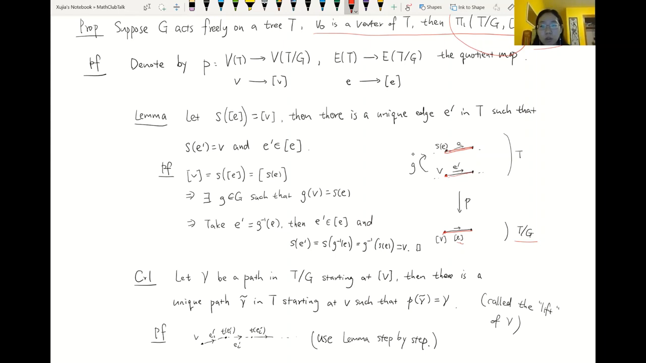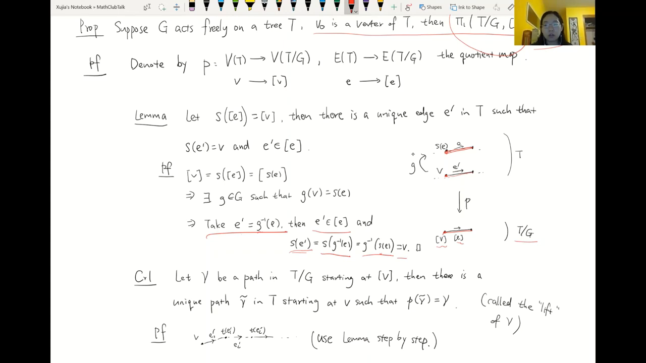Why is this true? Let's consider the source of this edge E. Because they are both in this V orbit, there exists an element G in the group that maps V to this vertex here. So we can just take E prime to be G inverse of E. Then, because they are related by a group element, of course E prime is going to be in this E orbit, and the source of E prime is the source of G inverse of E. Because G inverse is a symmetry, it commutes with the source map, so it's G inverse of the source of E, so it's V here.